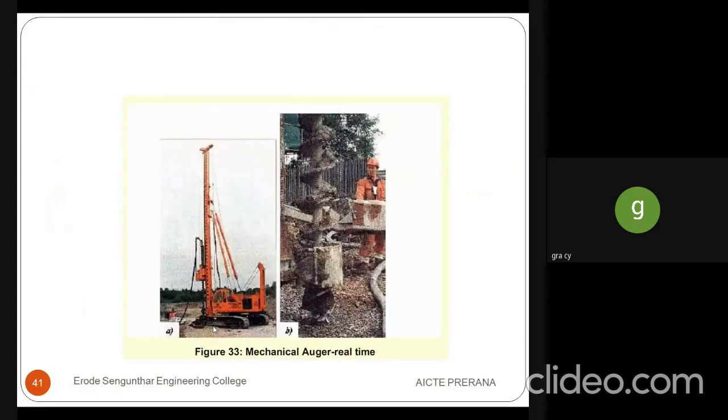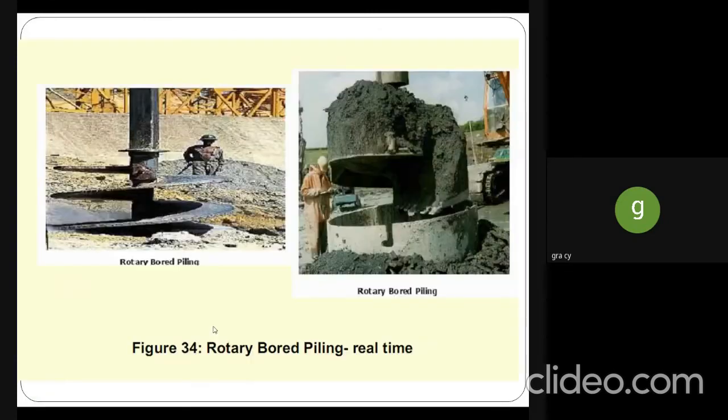We can see the mechanical auger picture. Here we can see how the soils are extracted from the ground level. This one we can call rotary bore drilling. Here we can see all the blades are filled with the soil, and it is excavated, and only after that we place the casting pile.